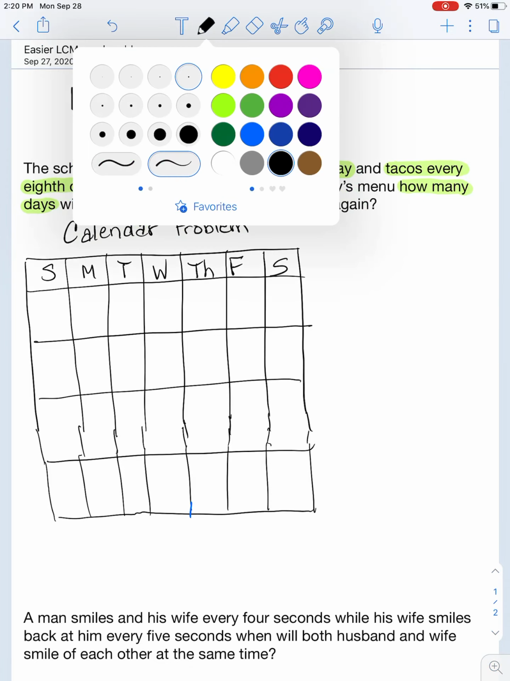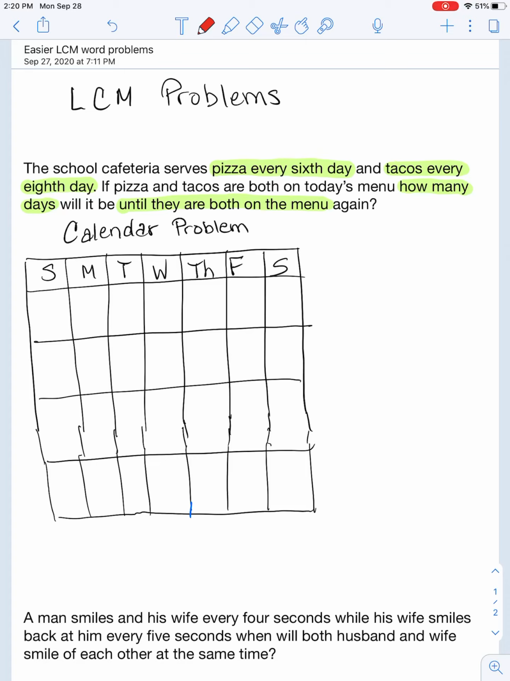And the way that we can solve this using a calendar is as follows. On the first day, it doesn't matter what day it is, so I'm just going to let it be Sunday because that's the easiest place to start. If they serve pizza every sixth day and they serve pizza on this Sunday, every sixth day I am going to put a P for pizza. So Monday is day 1, 2, 3, 4, 5, and on the sixth day is pizza. Again 1, 2, 3, 4, 5, and pizza on the sixth day. And my calendar runs out. I could make more boxes, but hopefully I won't need to.